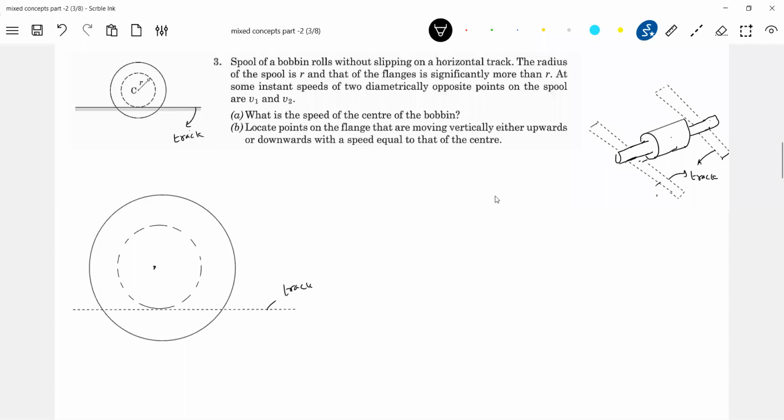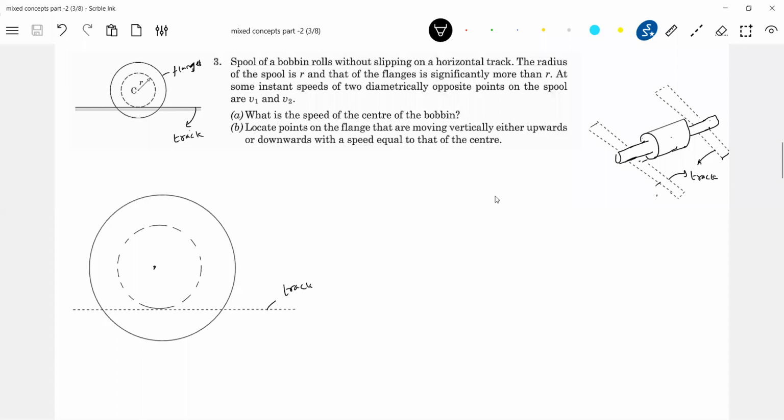Now it is telling the radius of the spool is r and that of the flanges. What do you mean, flanges? This is the flanges. Sir, how do I come to know? Technically, in books we sometimes call that the axial shaft. English is not our mother tongue, no? Significantly more than r. He himself is telling more than r, so definitely that will be the flange.